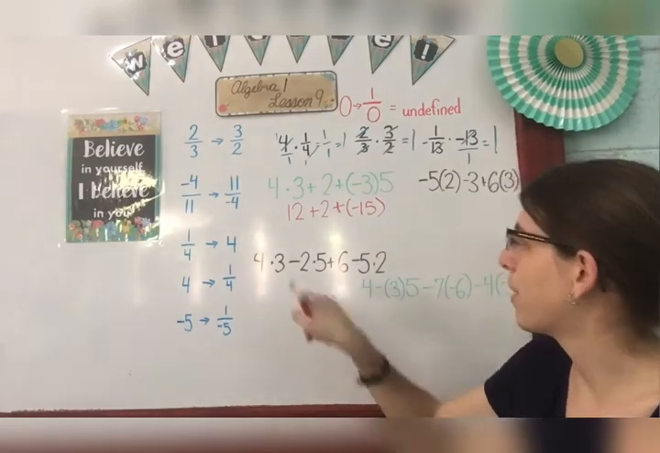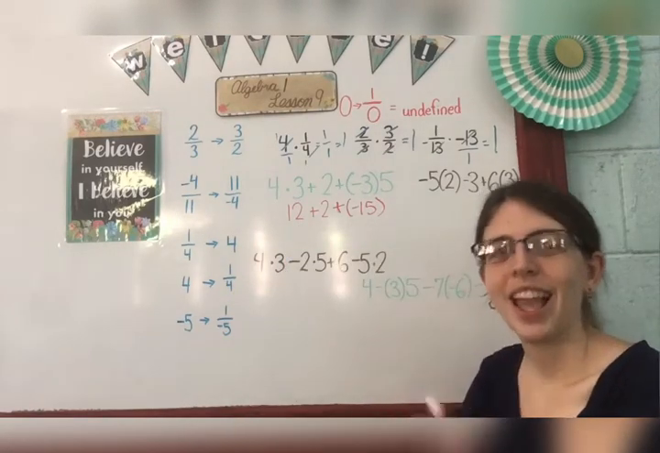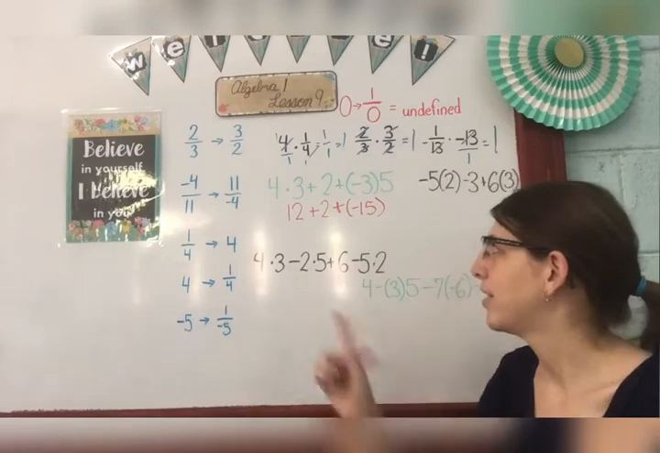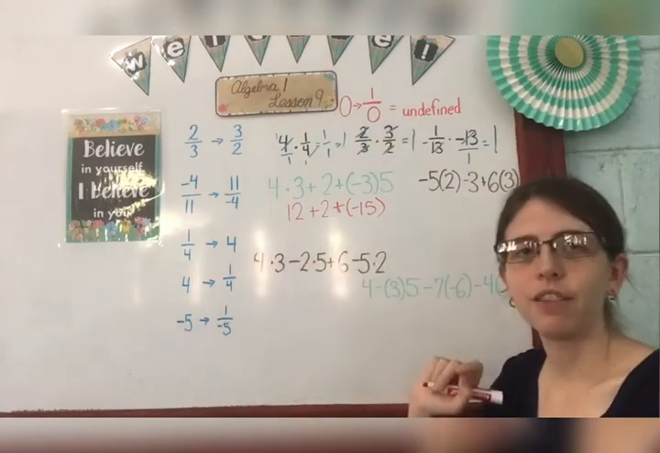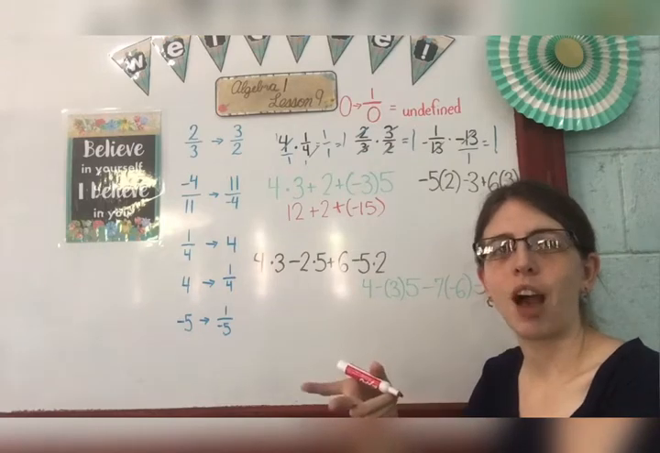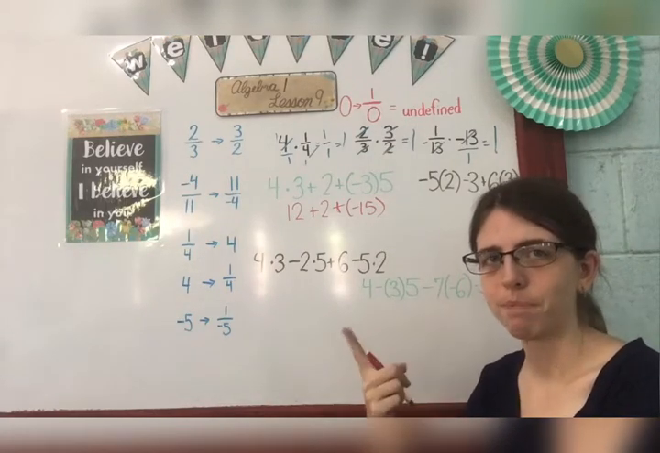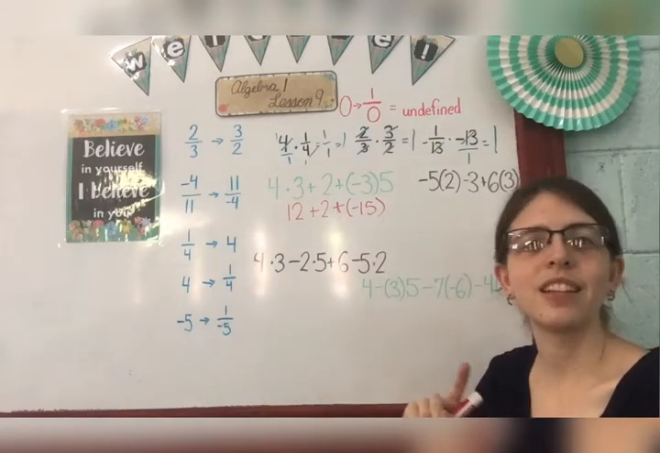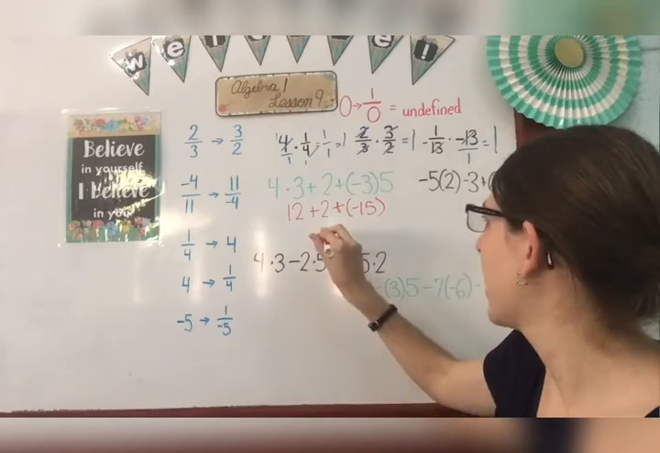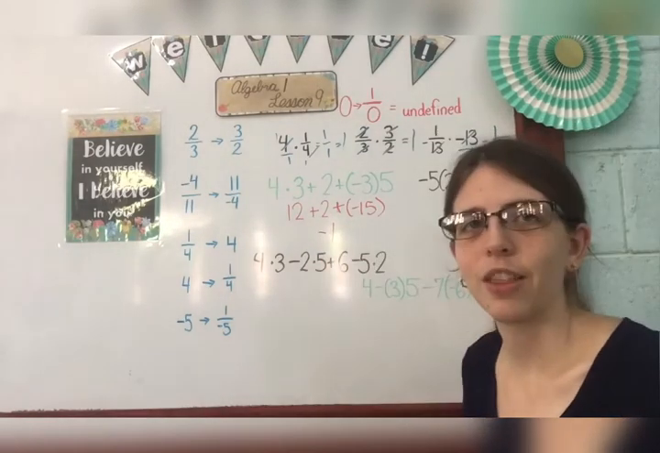You have to be careful with them. So now I've gotten rid of all of my multiplication, and I can just add across. 12 plus 2, 14. Plus a -15. Well, remember when we have opposite signs, subtract, so 15 minus 14 is 1. Take the sign of the larger absolute value. -15 has a larger absolute value, so my answer is -1. Oops. All right, let's try another one.